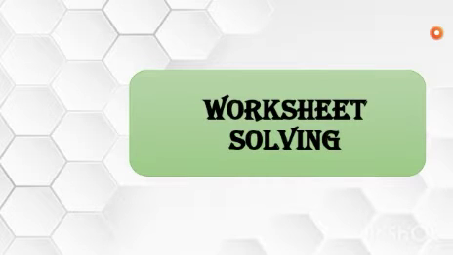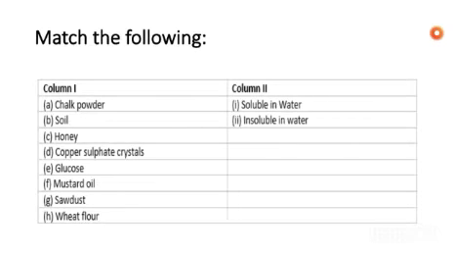Now we will solve the worksheet. Let us solve a worksheet based on the lesson that we just now revised. So the first question is match the following. Children, here the first column will show you the things and in the second column you have to match whether it is soluble in water or insoluble in water. We saw what soluble and insoluble substances were, right? Soluble substances are those that can mix with water and form a solution, whereas insoluble substances cannot be mixed with water. So the first one is chalk powder.